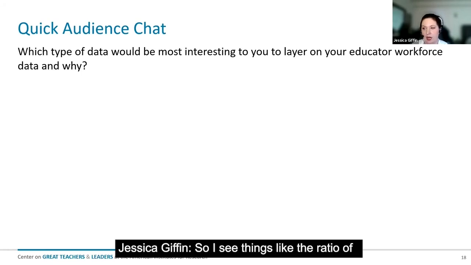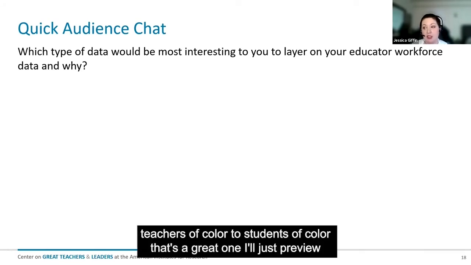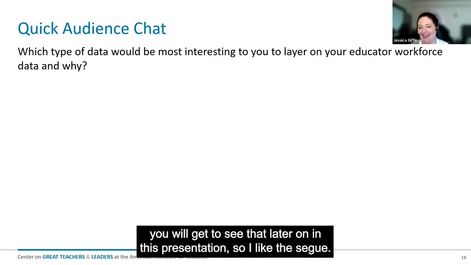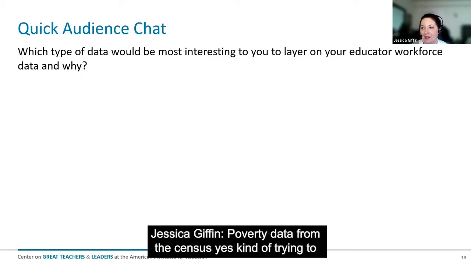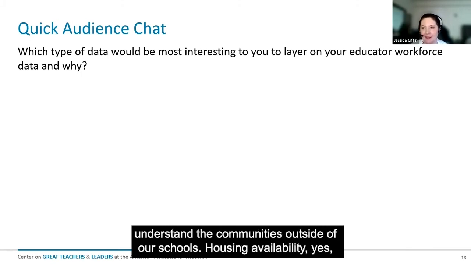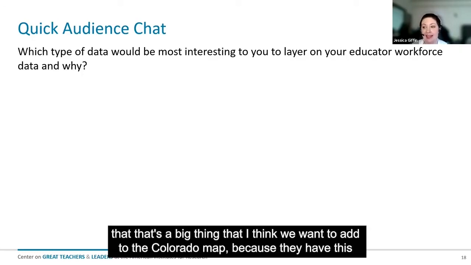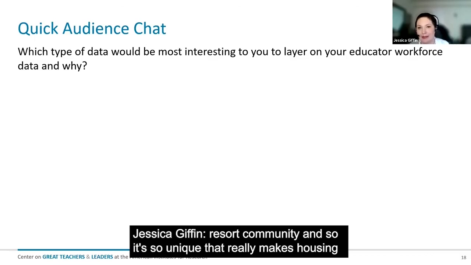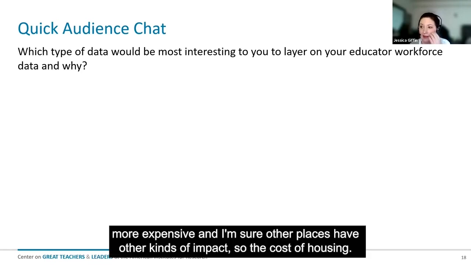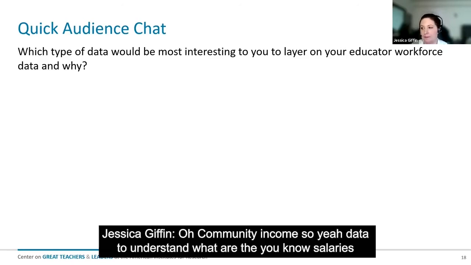Great. So I see things like the ratio of teachers of color to students of color. That's a great one. I'll just preview, you will get to see that later on in this presentation. So I like this segue. Poverty data from the census. Yes, kind of trying to understand the communities outside of our schools. Housing availability. Yes, that's a big thing that I think we want to add to the Colorado map, because they have this resort community, and so it's so unique that it really makes housing more expensive. And I'm sure other places have other kinds of impacts to the cost of housing.